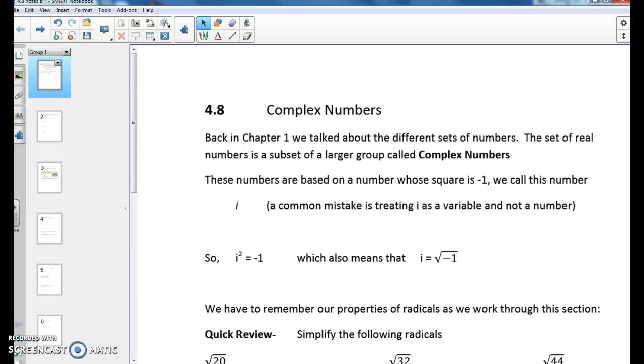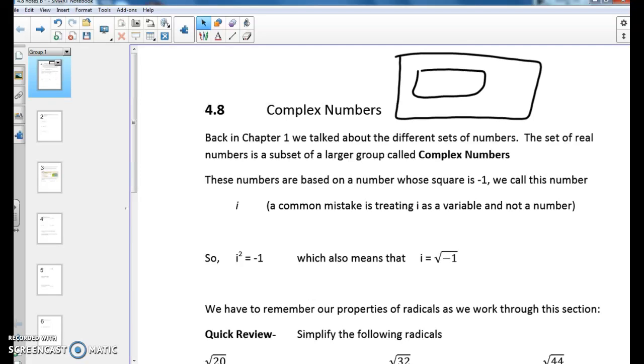A complex number, we mentioned this back in chapter 1, is a subset of a larger group. Real numbers are a subset of a larger group called complex numbers. If real numbers are pretty much everything in the world, complex numbers are actually a little bit bigger than that. And that's kind of what we thought about so far with real numbers.